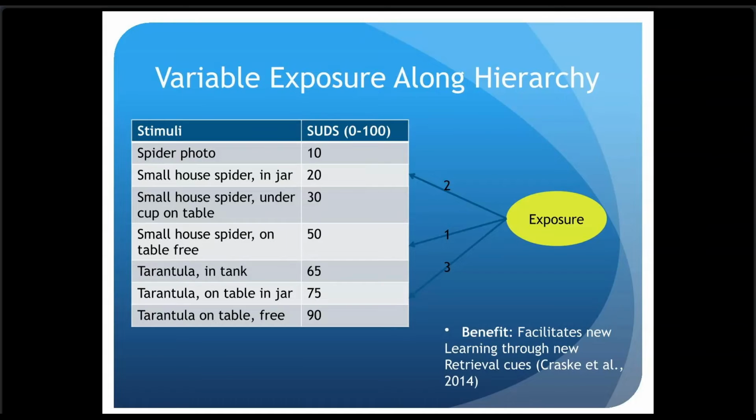So here we have, for example, a pretty basic illustration with spider fear. You start out with a small house spider in a jar, which elicits about a 20 on the SUDS. And then, maybe as part of treatment, there's also the house spider on the table freely walking around. And then maybe there's a tarantula on the table in a jar. So let's say those are 3 different items in sequence. But then for variable exposure, you start out with the one that originally elicits a 50, then you go to the one that's a 20, then you go to the one that's a 75. You kind of randomly mix it up.